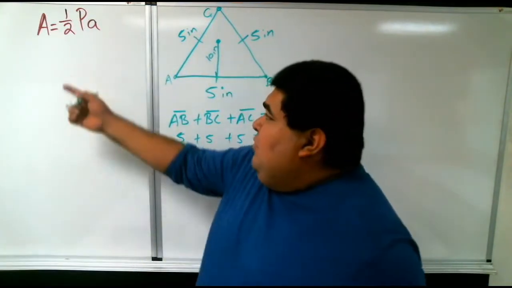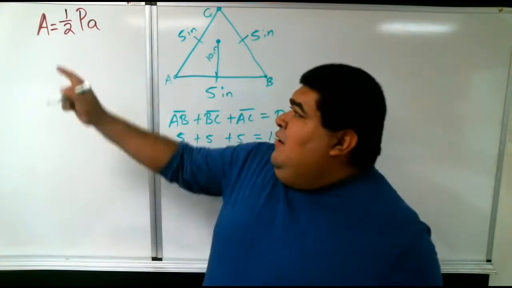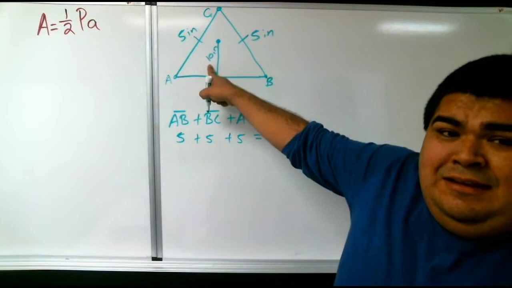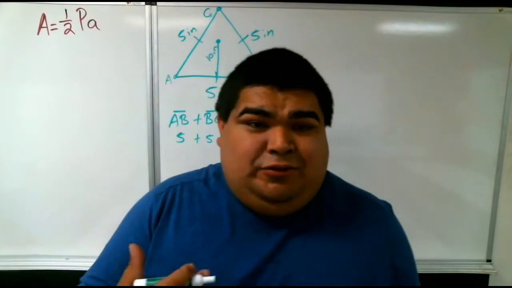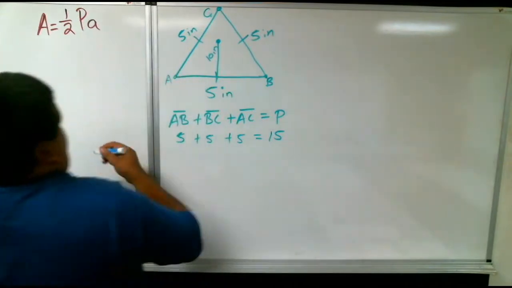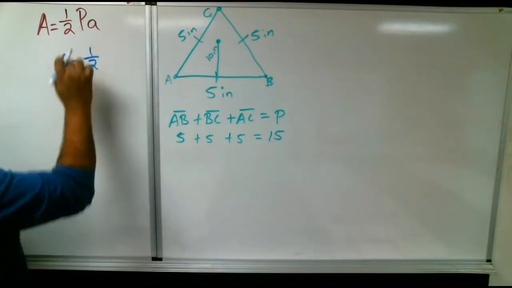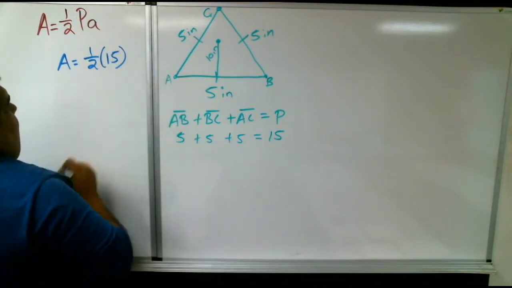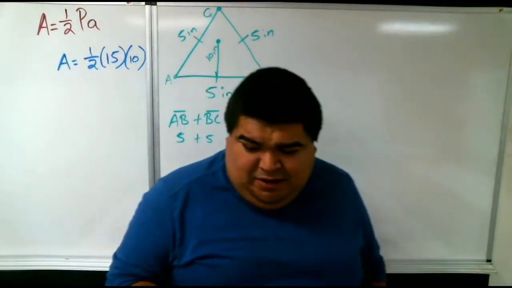Because remember, we're trying to solve for the area. Now that we have our P, our perimeter, we also have our apothem, which is 10. Remember, from center to the edge. So we can actually plug it into the equation. So we have A equals 1/2 our perimeter, which remember our perimeter was 15, times 10. Because remember, our apothem is 10.